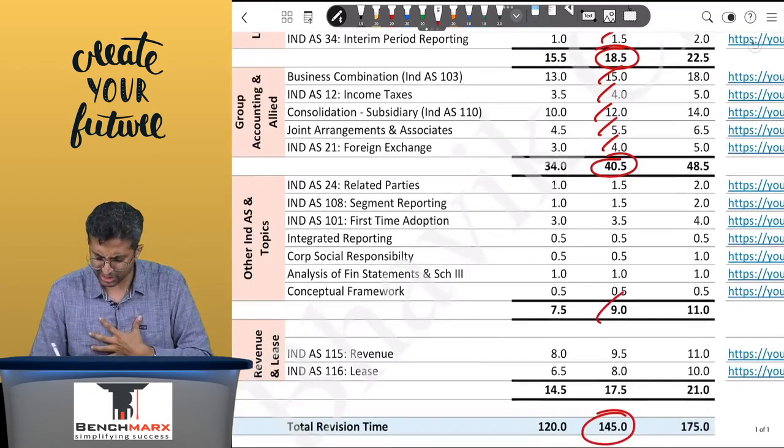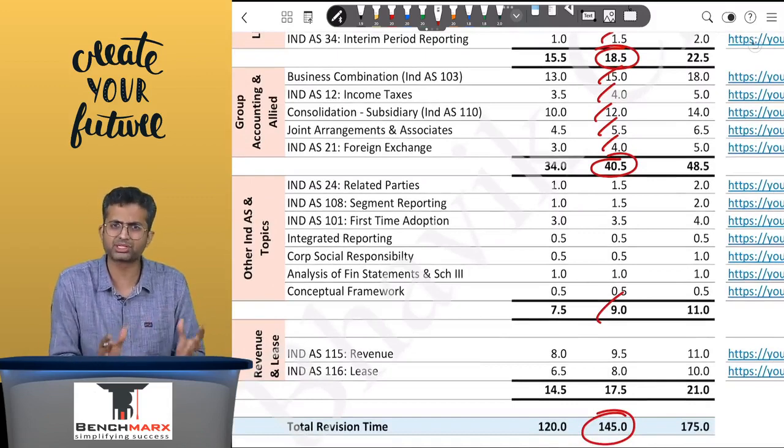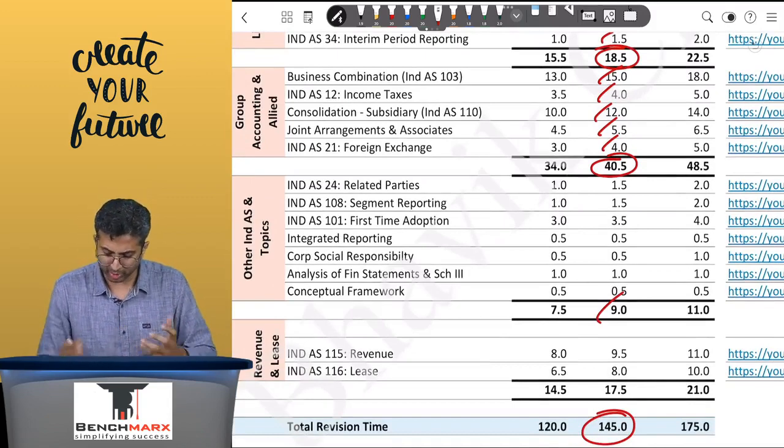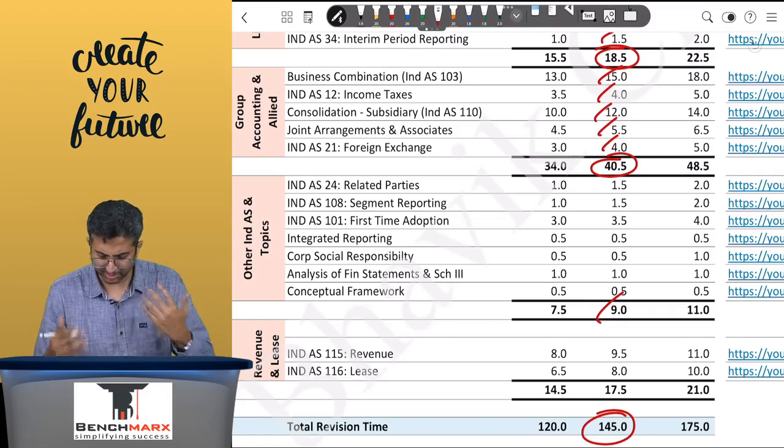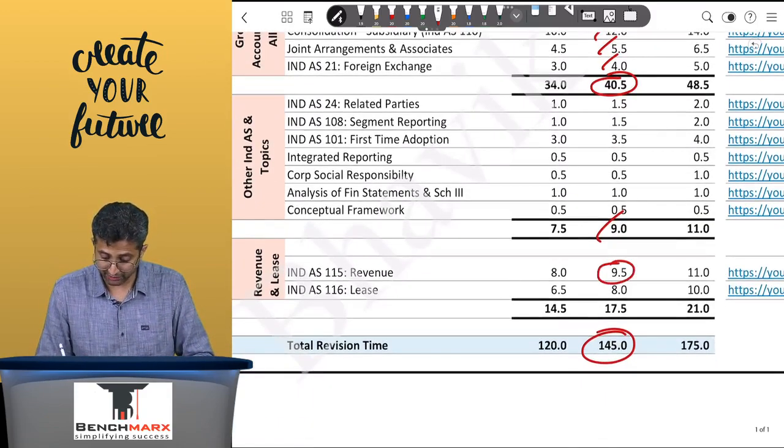And this is a fairly small section, has more topics, but it's a fairly small section. Once we are done with that, related party, segment, first time adoption, etc., you go to the last two topics, which are revenue and lease.